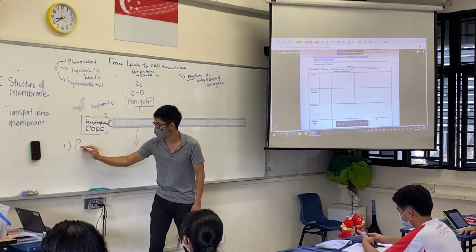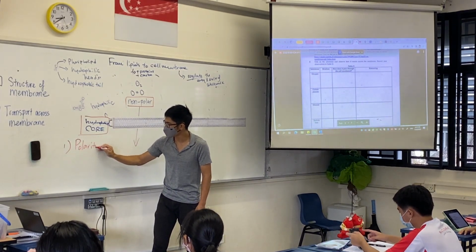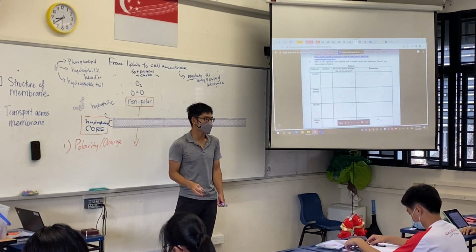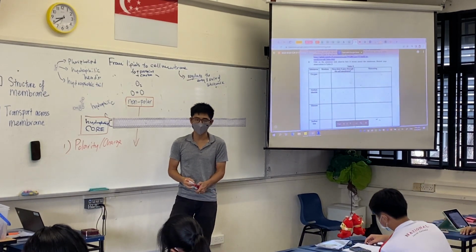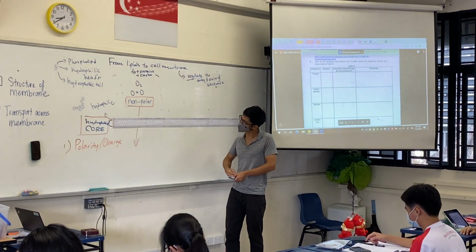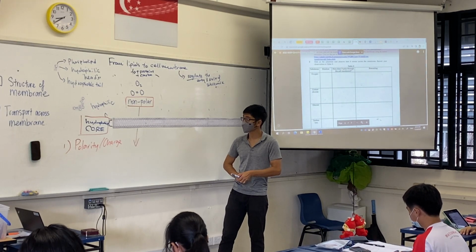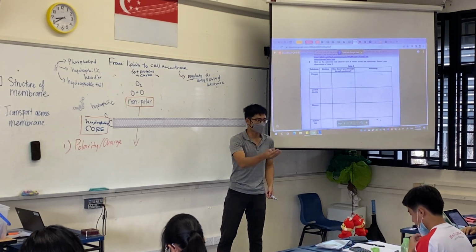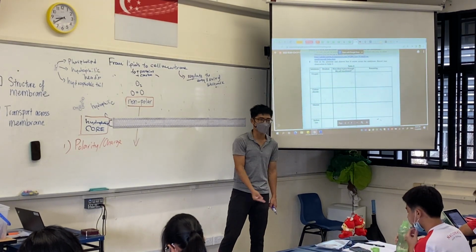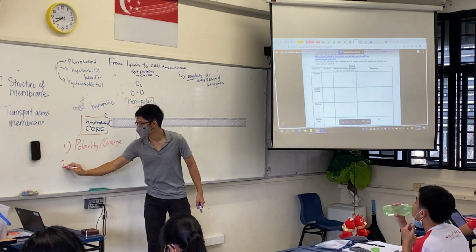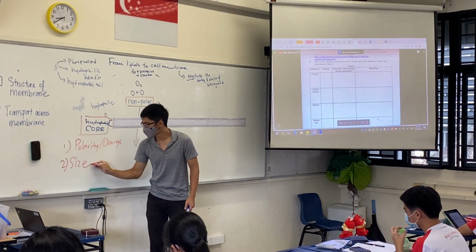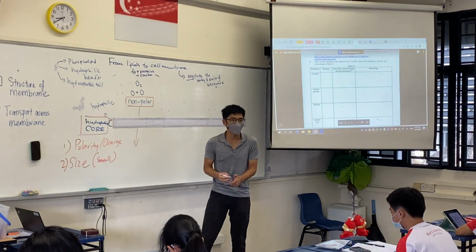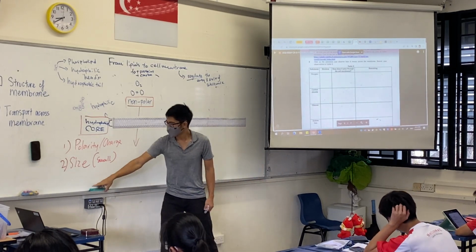Number one, we have to look at polarity, slash charge. Anything that's non-polar should be able to pass through with ease. Not quite a barrier. The second factor that decides whether something can pass through the cell membrane is size. If something is really small, it can actually pass through the cell membrane quite easily.